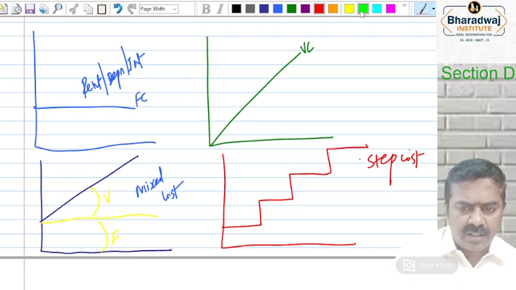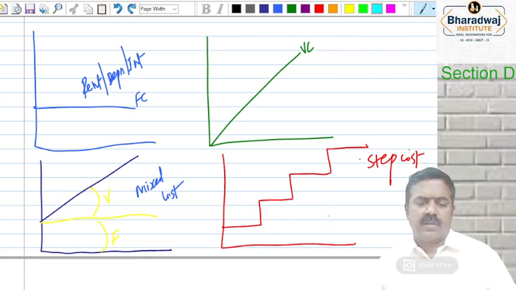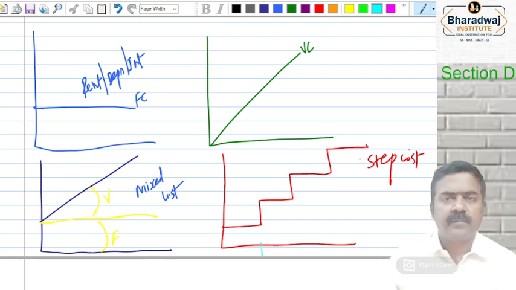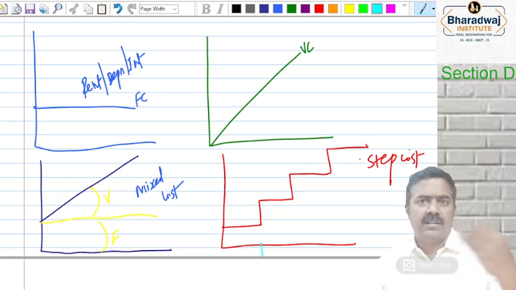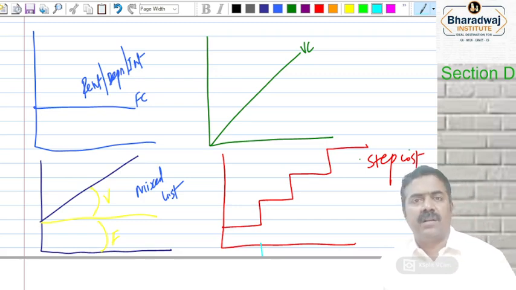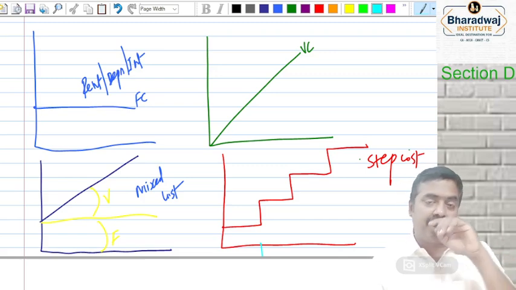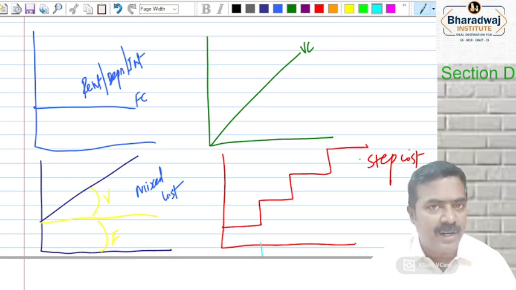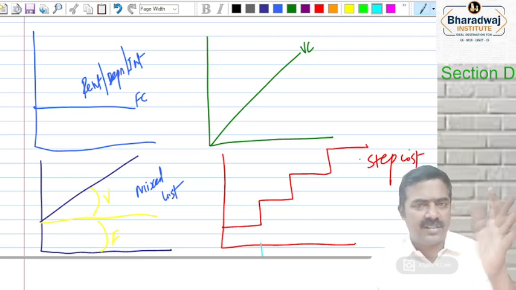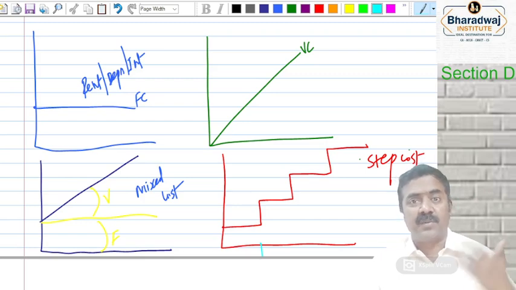Cost remains constant for a level, then it keeps changing. So step cost will be used to plan the capacity. Whether I have to increase my capacity, I'm manufacturing 5,000 units. Now next month there is an excess demand. Whether I have to go for an extra machine or not. If the demand is permanent, there will be an increase, then you will go for hiring or purchasing an extra machine, and you'll be ready to spend the extra fixed cost. If the demand is temporary, just 1 month only, simple, no problem, let us forgo it, because the fixed cost will keep coming throughout the year.